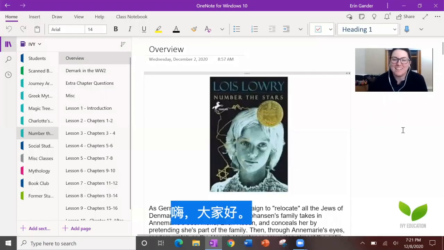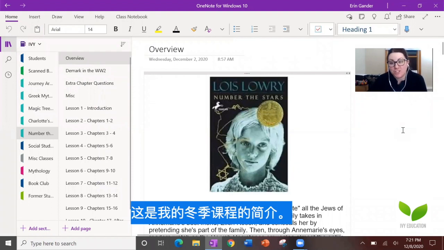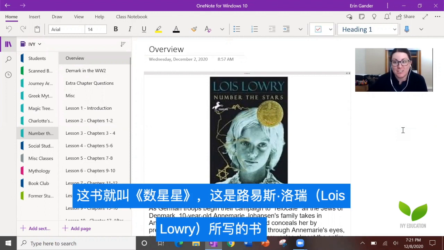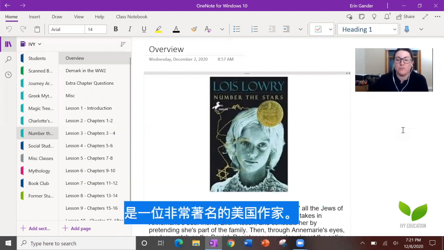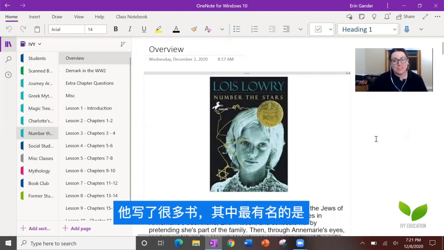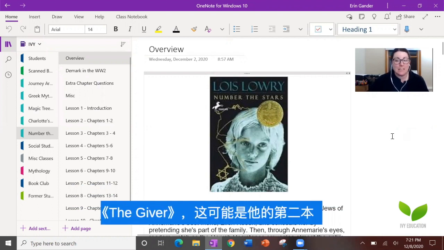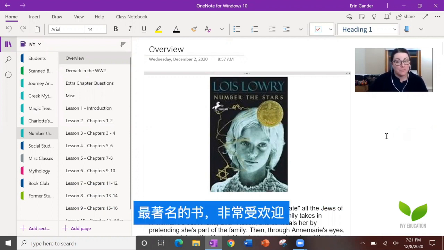Hi everyone. So this is an introduction to my winter course. It's called Number the Stars, and it is a book by Lois Lowry. She is a very famous American author. She's written a ton of books. One of her most famous is The Giver, and this might be her second most famous book.